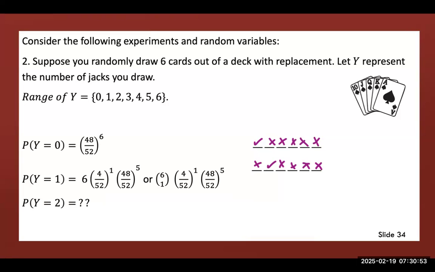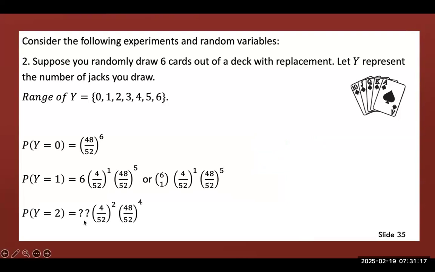Okay, let's see if we can figure out the structure for probability y is equal to 2. So that means we have 6 cards. We draw 2 that are jacks and 4 that are not jacks. So we should have 2 successes, so 4 out of 52 twice, and we should have 4 failures, so 48 out of 52 4 times. So we already have most of the formula here, and now we need to figure out what goes in front.